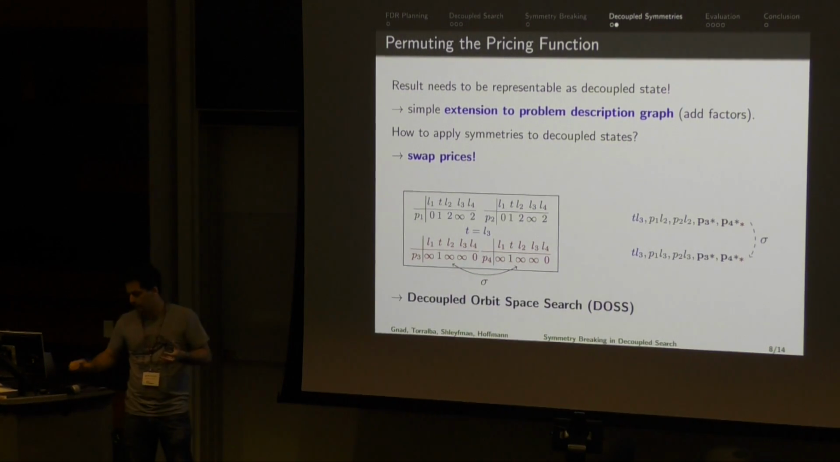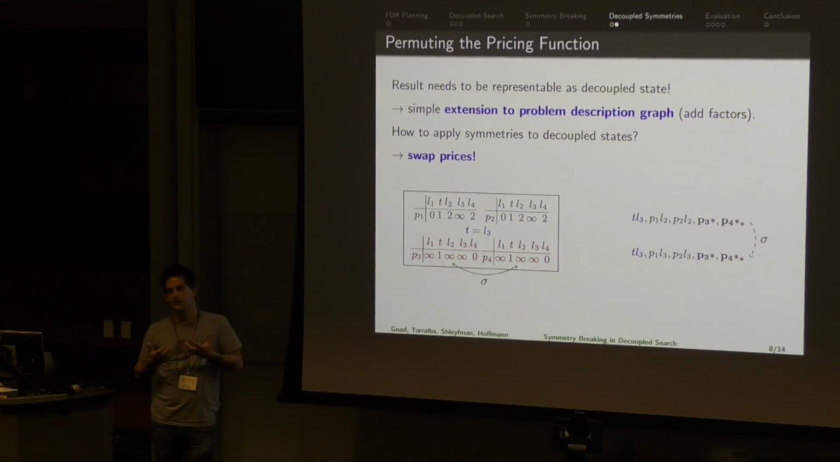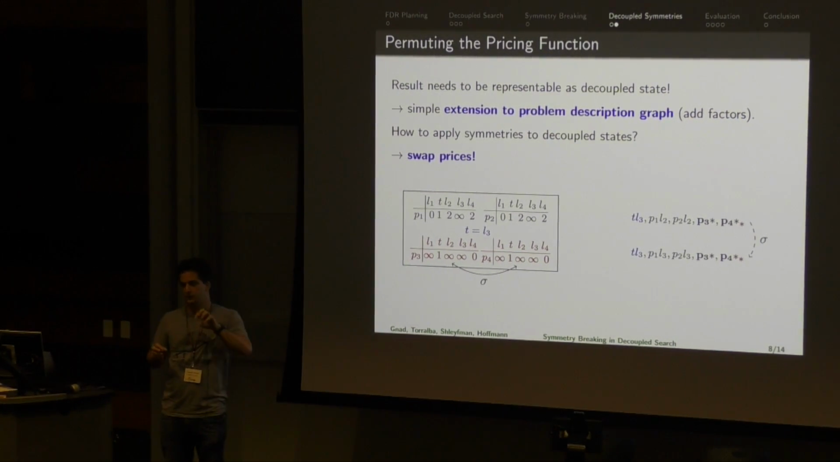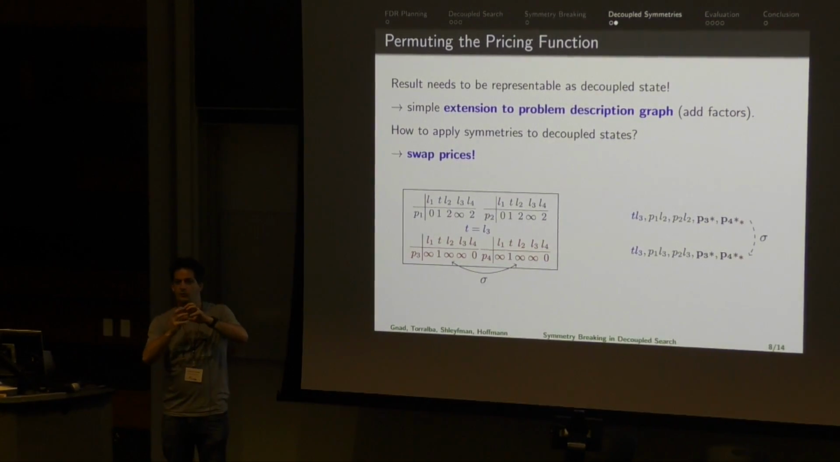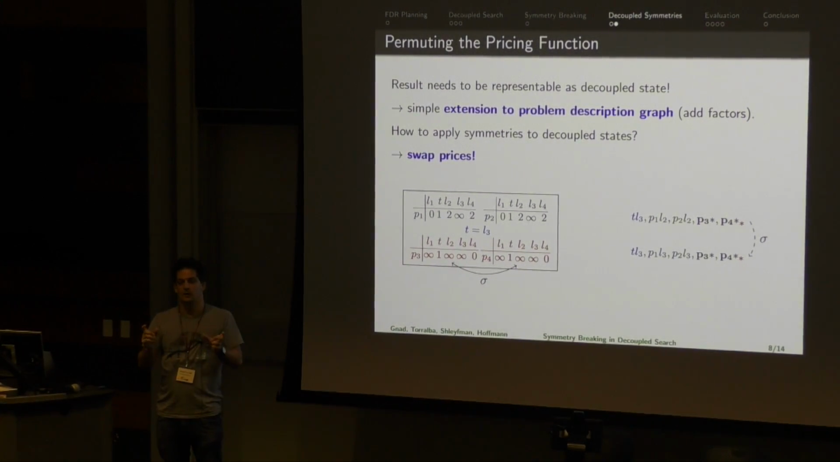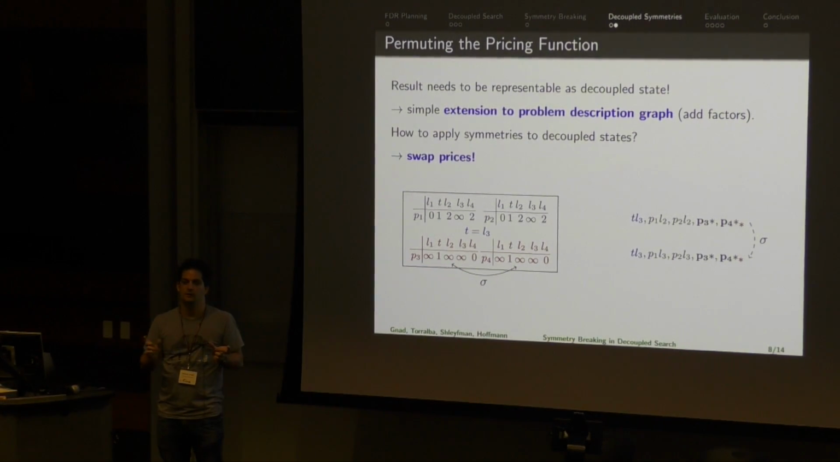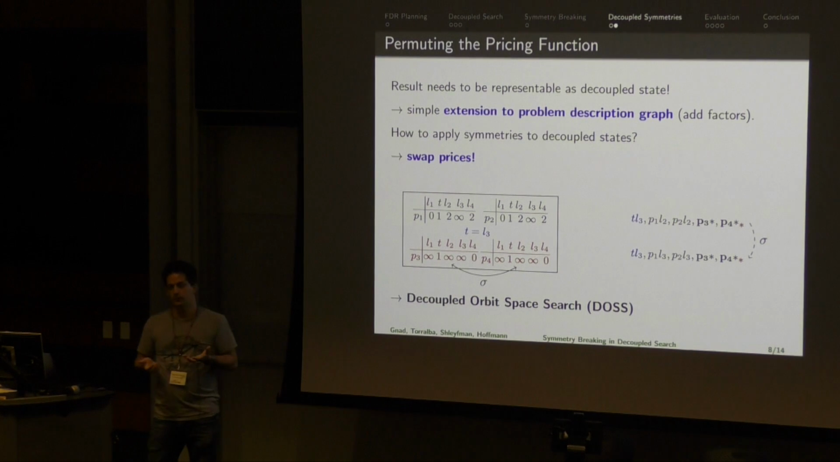In fact, what we can handle is permutations that are a lot more complex, namely that affect the center, like swapping some center facts. As I said, we cannot swap across center and leaves, but they affect the center and at the same time also swap something in the pricing function, so in the leaves. We can also handle that. And the resulting algorithm is called decoupled orbit space search.